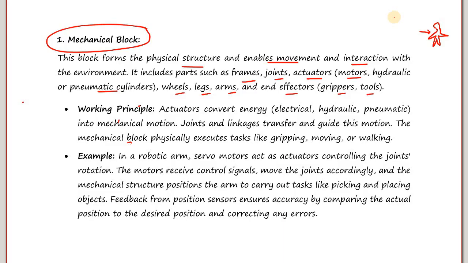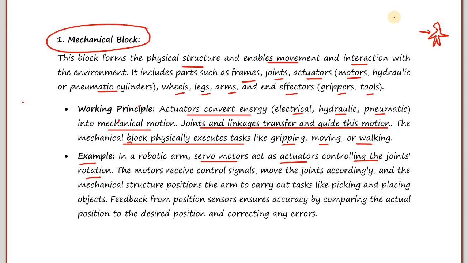Now, what is the working principle? Actuators actually convert energy, which is either electrical, hydraulic or pneumatic, into mechanical action, and joints and linkages transfer and guide this motion. So, you see, the mechanical block physically executes tasks like gripping, moving and walking. Now, let us see an example. In a robotic arm, the servo motor acts as actuators controlling the joints' rotation.